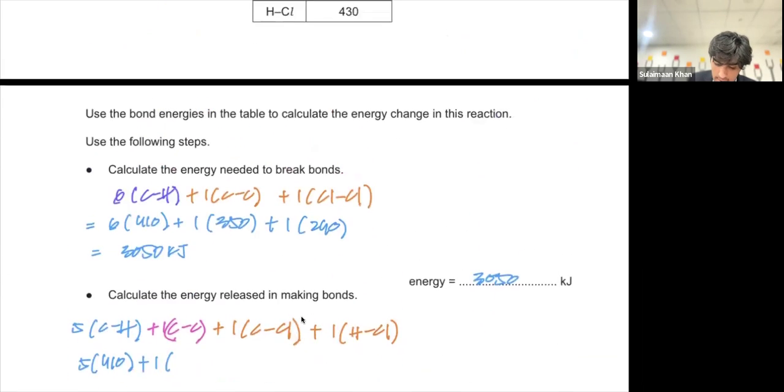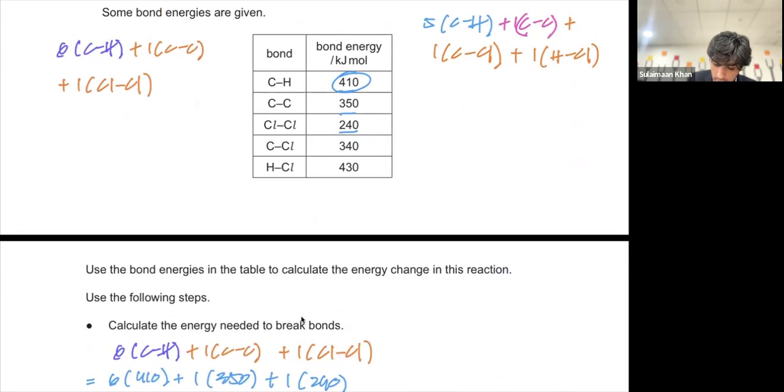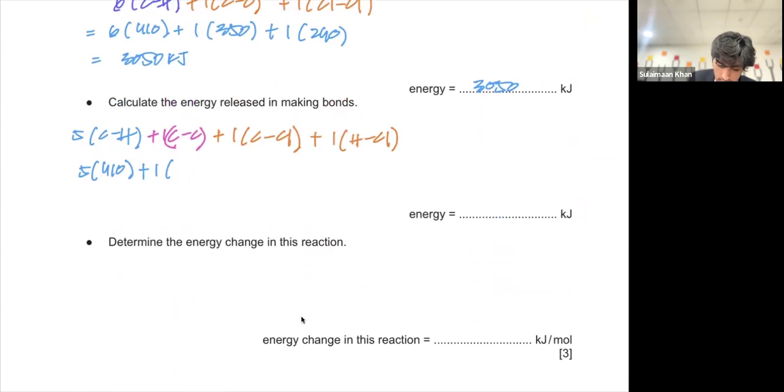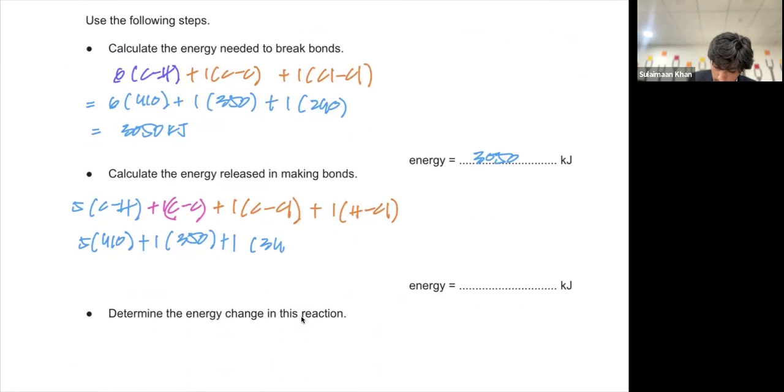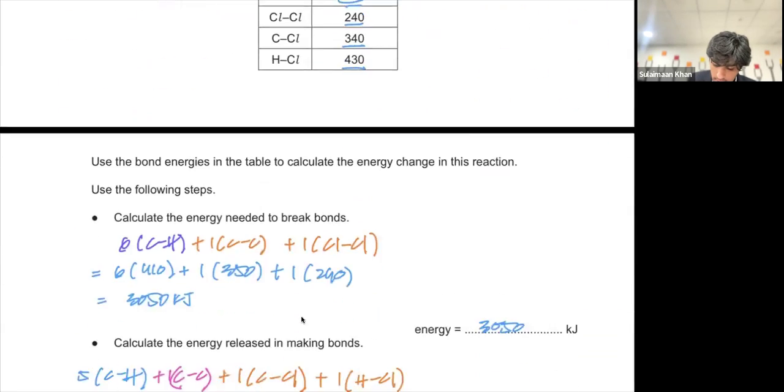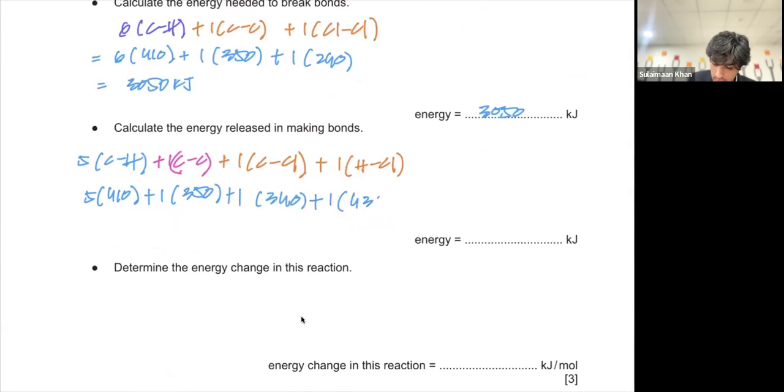Right? 5 times CH bond, then CC bond, that's 350. So 1 times 350 plus 1 times CCl bond, that's 340, plus 1 times HCl bond, that's 430. What do we get, guys? Can somebody use a calculator and tell me? 3170.